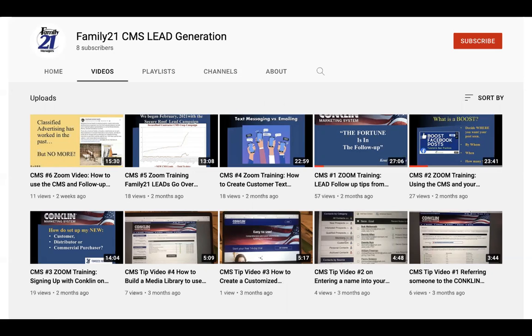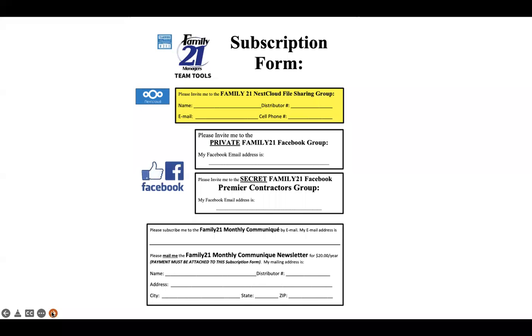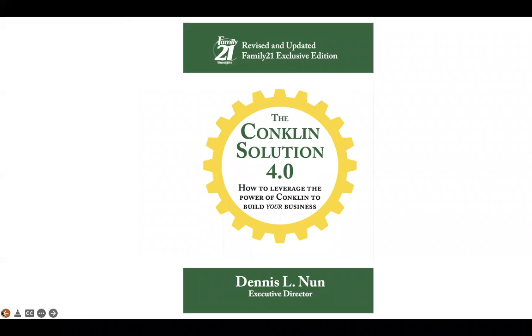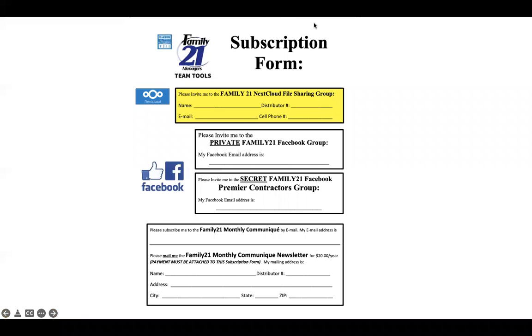The other thing I want to mention is that coming up this week is National Convention, and we have the opportunity to introduce a couple of things. Number 1 is there'll be a subscription form. That subscription form will be handed out at the Family 21 rally. It gives people the opportunity, if they aren't on the Family 21 Nextcloud, to get us their name, distributor number, email address, and cell phone number to be able to get on there.